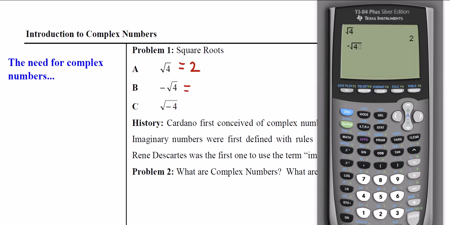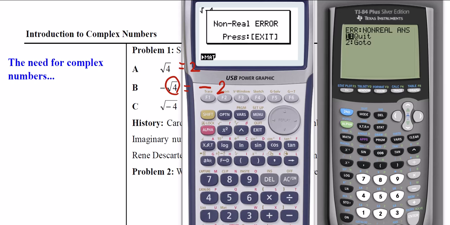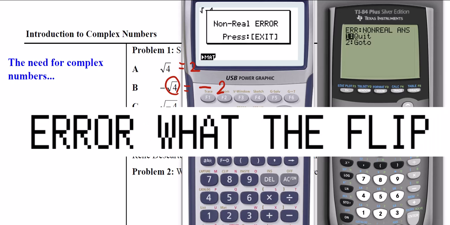If we do part B, this is the same as saying there's a negative on the outside, and the square root of 4 we said was 2. So we're going to get an answer of negative 2 in our calculator. When we try part C out, notice what the calculator does. Here's another calculator response. And other ones will tell you error, domain, etc.